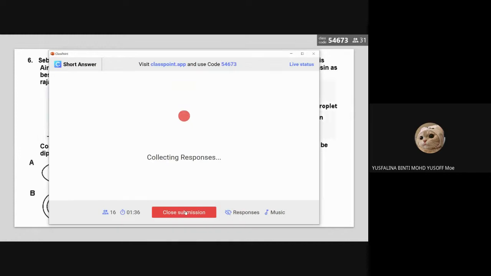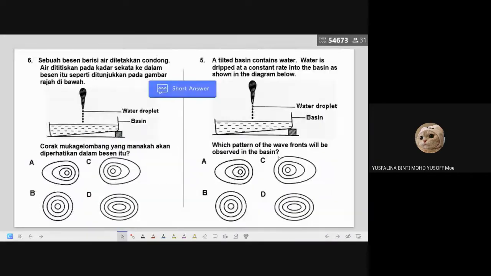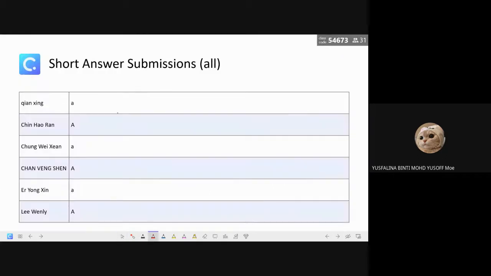All right, so let's see the answer here. Here you can see this is the shallow part, and this is the deep part. So the wavelength will become longer if you compare with the shallow part, right? So the answer is A. Okay, so number 5 is A. Very good.